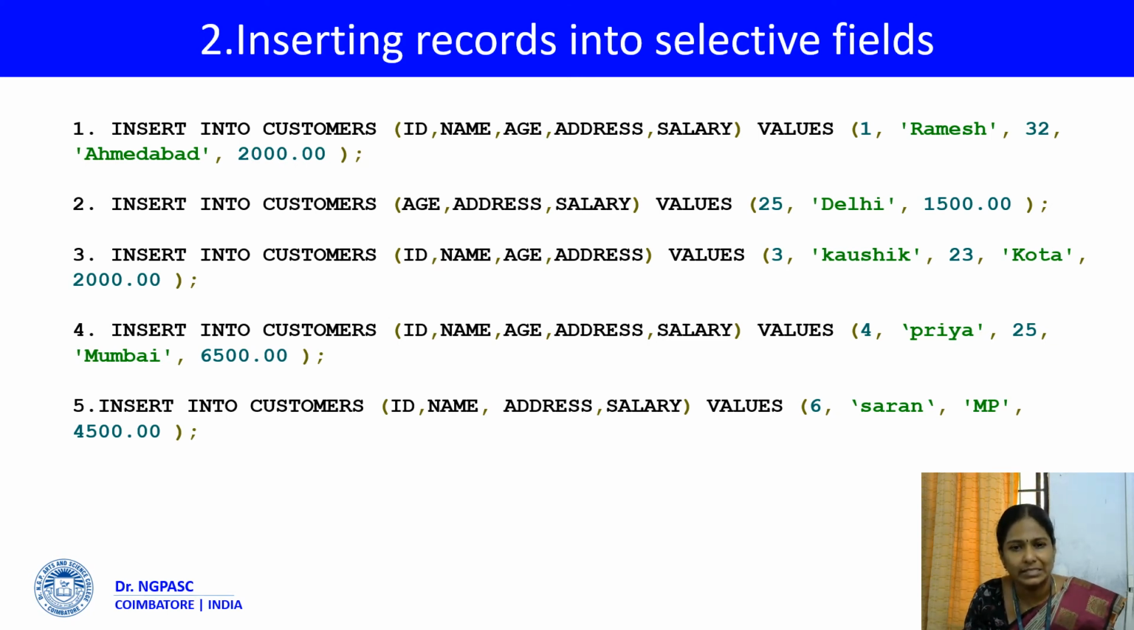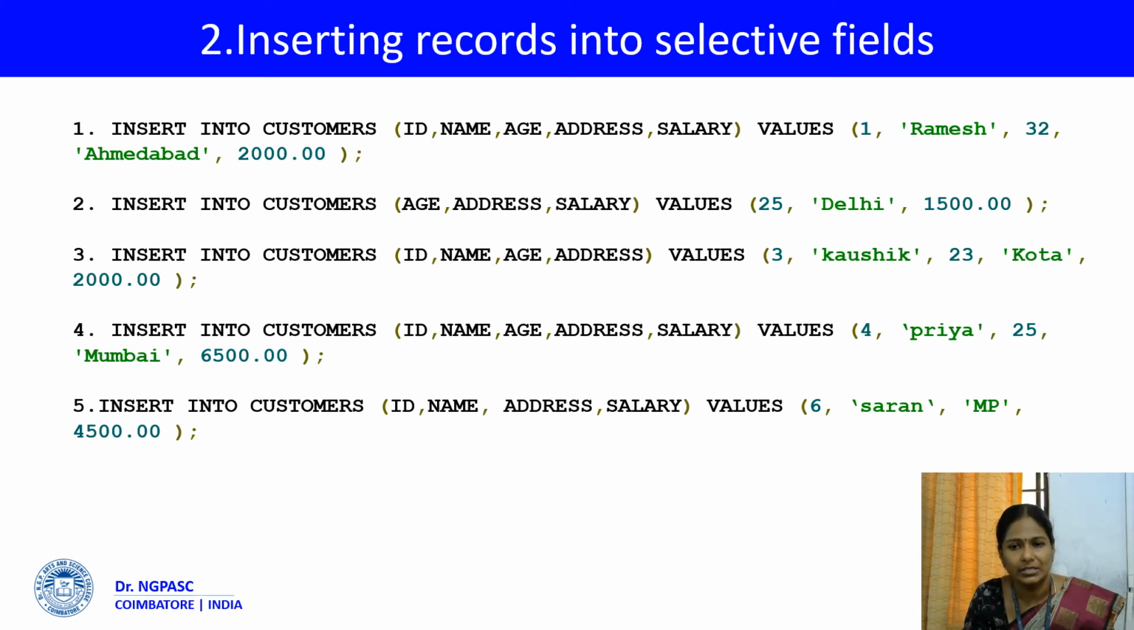In the first insert statement, you enter 5 fields: ID, name, age, address, salary. You can insert all the fields. In the second query, you can insert only 3 fields. In the creation itself, we can create 5 fields, but instead of giving values to all 5 fields, you can insert only 3 fields, that is age, address and salary.